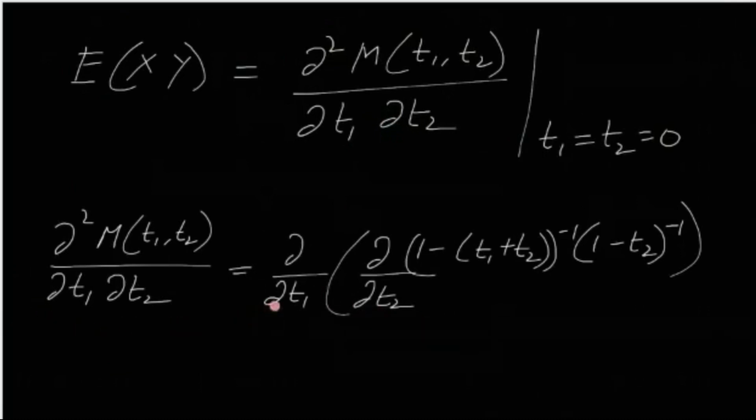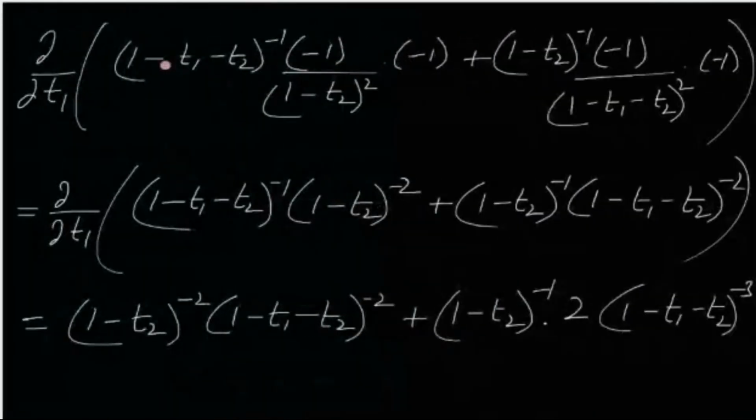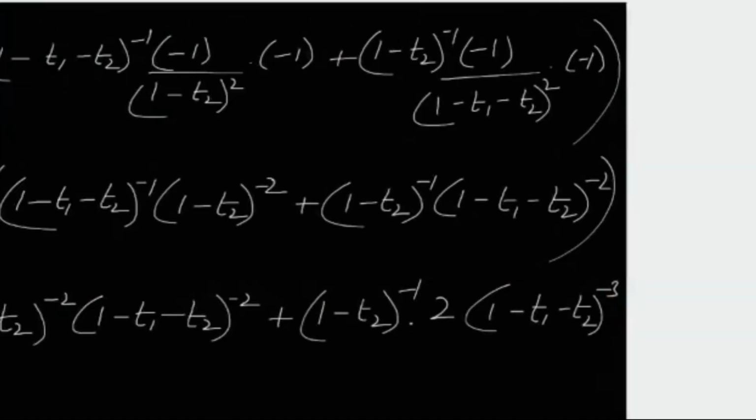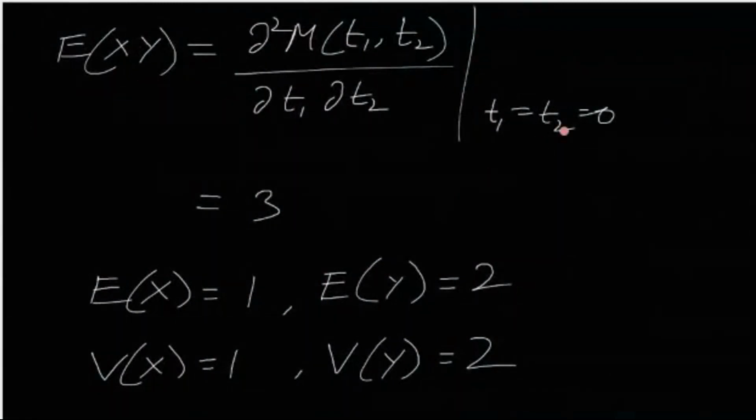So first differentiating with respect to t2, we get this thing. Doing the calculations is very simple. Remember, when differentiating with respect to t2, t1 is treated as a constant, and whenever we are partially differentiating with respect to t1, t2 is treated as a constant. You have to keep that in mind. So ultimately, this mixed partial derivative is this entire thing. Now we have to plug in t1 and t2 both 0. After plugging in the values, the expectation of XY is nothing but 3.